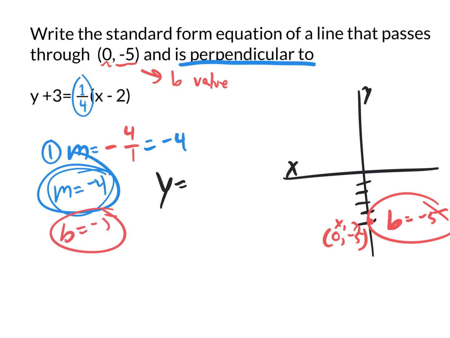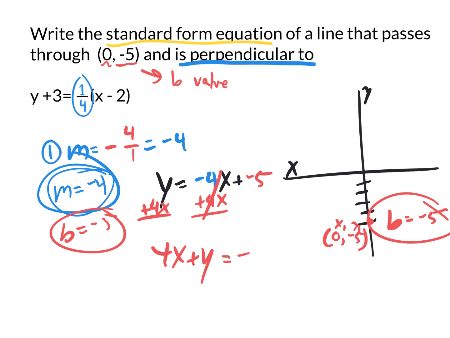So if you know your m and you know your b, then you could write your equation in y equals mx plus b. Are they asking for y equals mx plus b? No. What are they asking for? They're asking for standard form. Standard form means no fractions and your x is on the left side with your y's and your number by itself on the right side. So we'll go plus 4x, plus 4x. 4x plus y equals negative 5. There's your standard form equation.